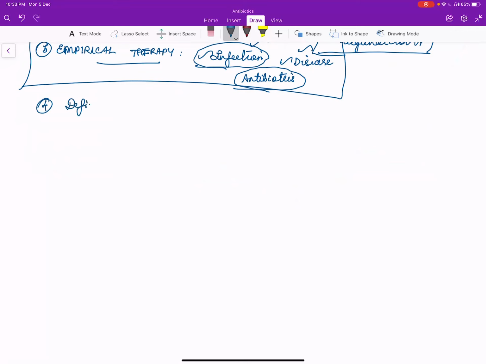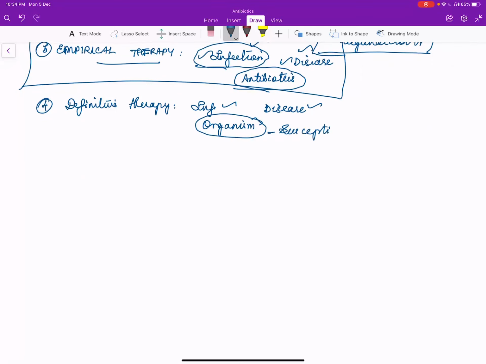But the best way to treat infection is definitive therapy. Definitive therapy is when the patient has infection, the patient has the disease, and we know what organism is causing the disease. We know the susceptibility also based on the culture sensitivity report. So we give the particular antibiotics to target the organism based on the culture sensitivity report. This is definitive therapy.